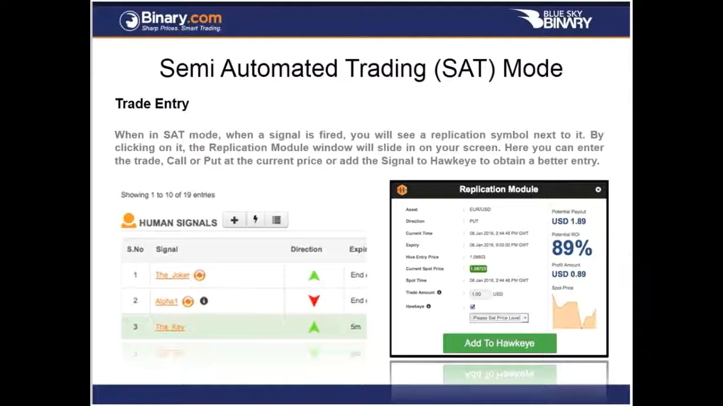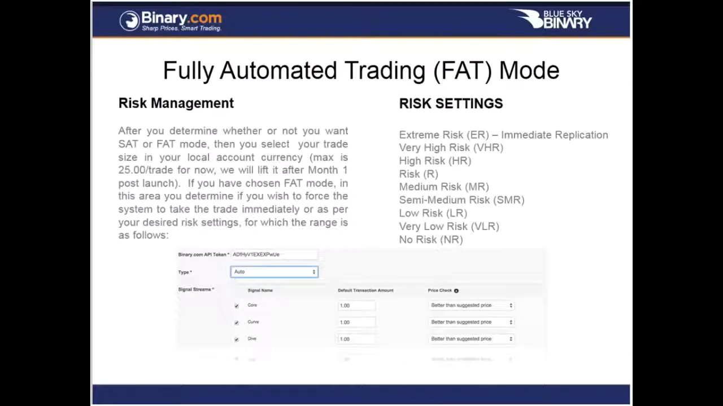And when the signal is live, you just click on this orange button over here, and you decide if you want to add it to the Hawkeye, which is a monitoring system which waits for a better entry on the signal, so it gives you a safer entry and a higher win rate. Or you can just go to your risk management and your risk settings and fire and forget, and put it on fully automatic trading mode, okay?